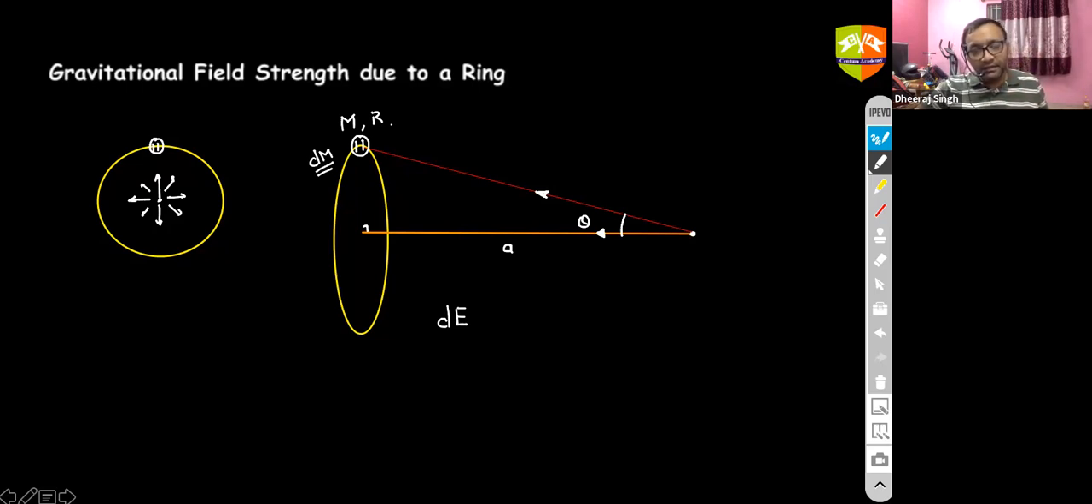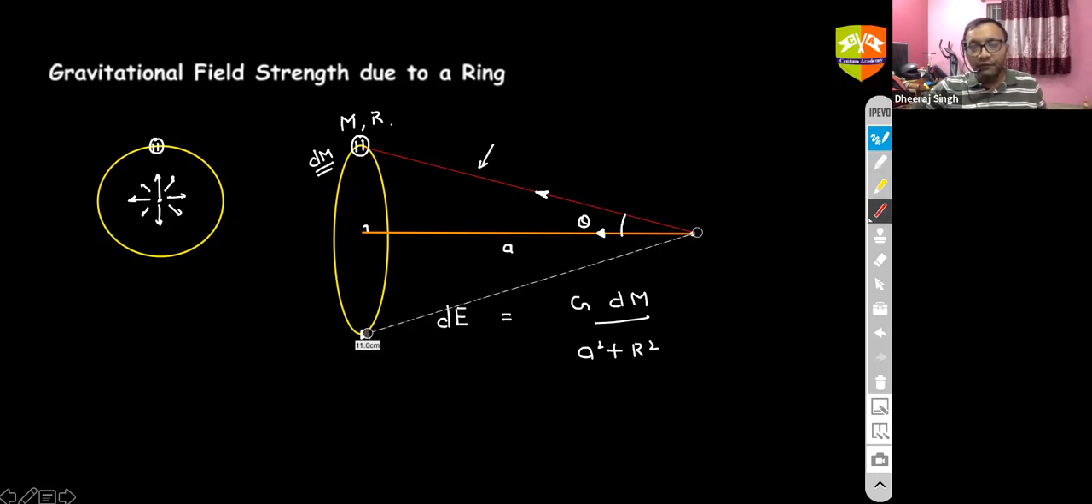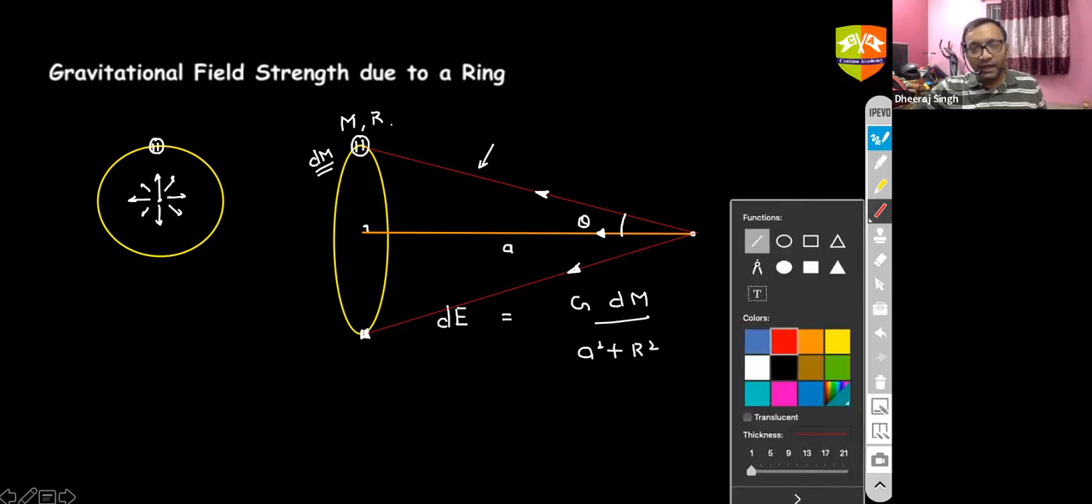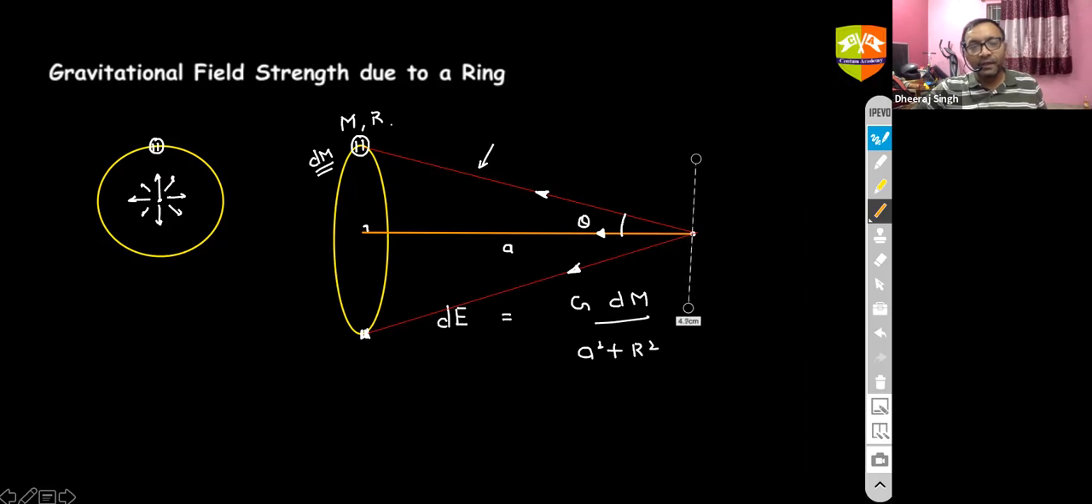DE is G DM divided by that distance square. That distance square is A square plus R square. Okay, this is DE. Now, if you consider a point mass over here, that will also have the field this way. And if you see the symmetry here, along this direction, the field will get cancelled away.